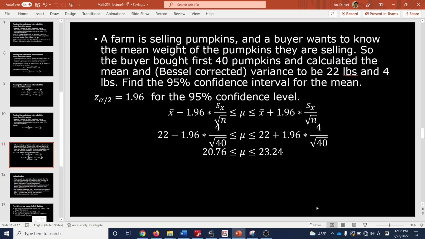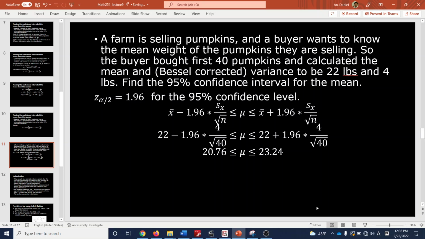And there you go. So you can say with 95% confidence that the average weight of the pumpkins is between 20.76 pounds and 23.24 pounds.